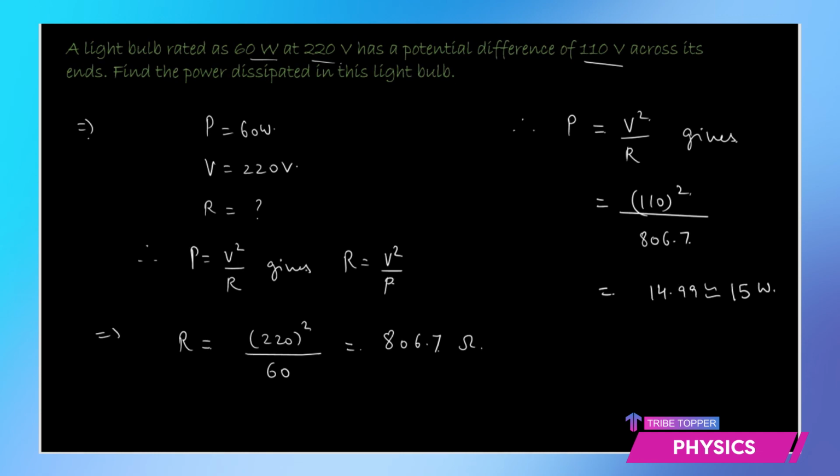So what we have done here is we knew the power rating and the voltage, so we found out the resistance. When you change the voltage, your resistance is not going to change. So if you've reduced the voltage to 110 volt, then what will be the power dissipated? First we find out R using V square upon P, and then using this R, we find out power using V square by R.